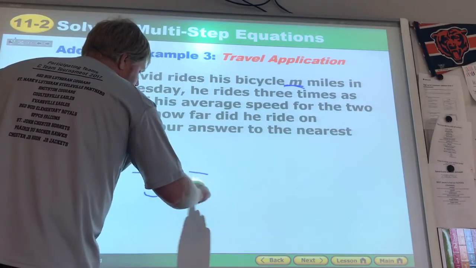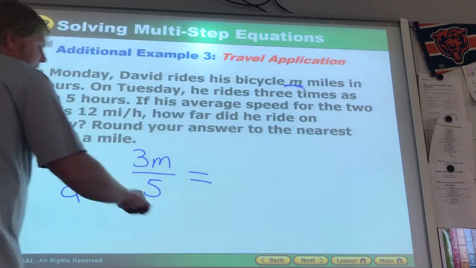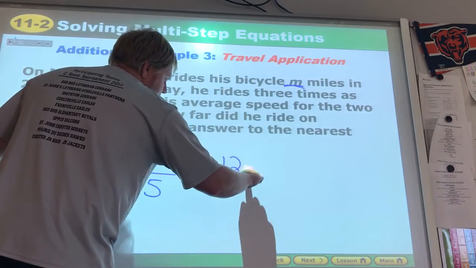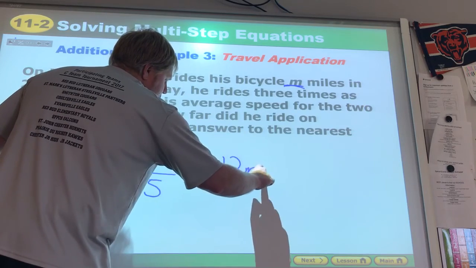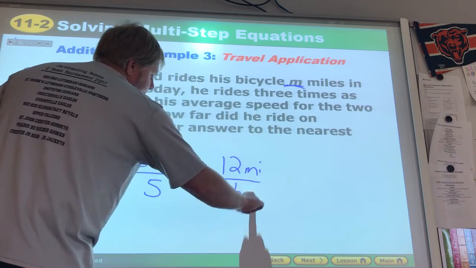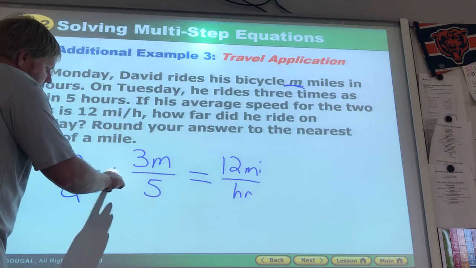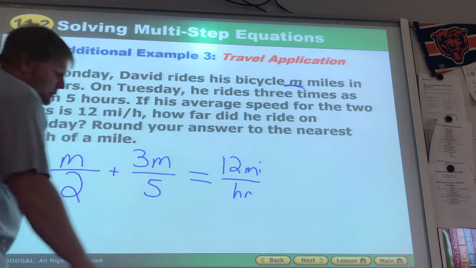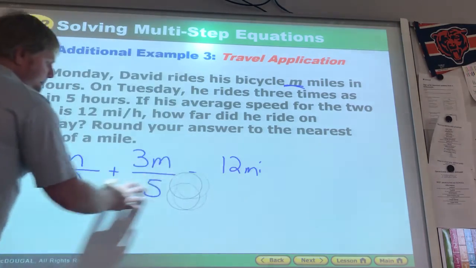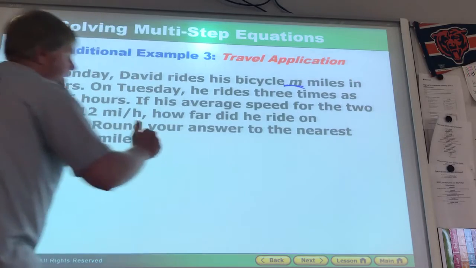So the average, 12 miles per hour. Round your answer to the nearest tenth of a mile. All right? So we've got some work to do. Let's make sure we set up the equation correctly. I'm thinking addition is going to go there. Hopefully you were too. But we're going to see what they come up with.